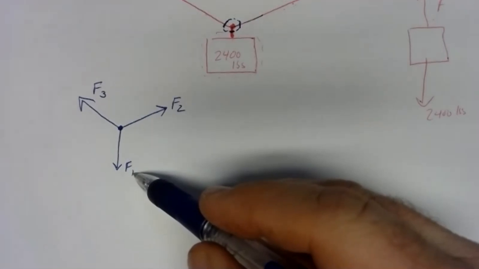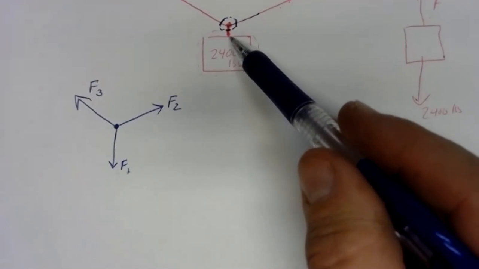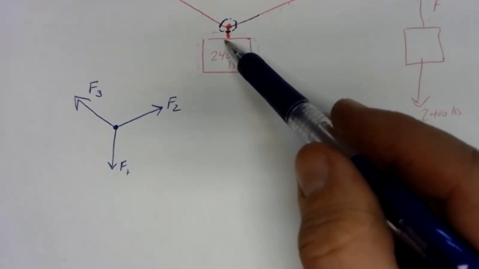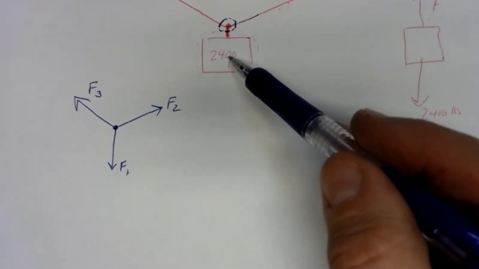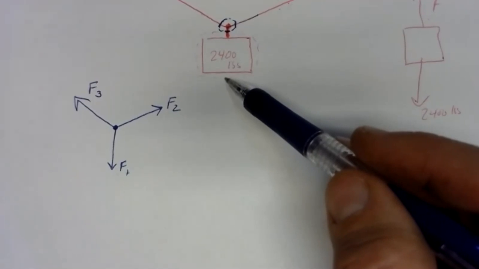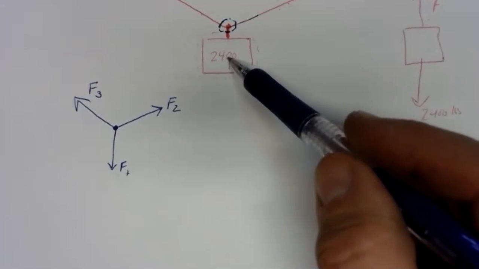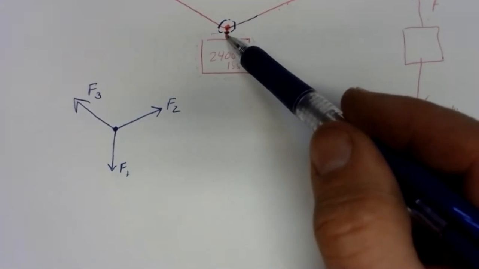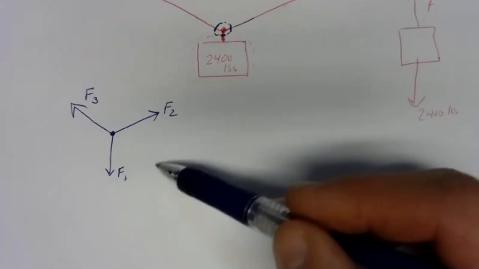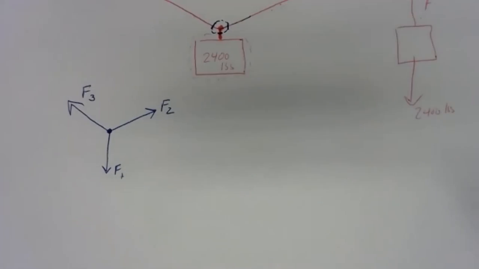Now, if you think about it a little bit, we know what F1 is, because the only way that this can pull down is if it's transmitting the weight. Essentially, gravity's pulling down on this 2,400 pound load. Something's got to be pulling opposite that to keep it in equilibrium, to keep it balanced. So you'd be correct in assuming that there's 2,400 pounds of force pulling down on that point. That's gravity pulling down on the box.